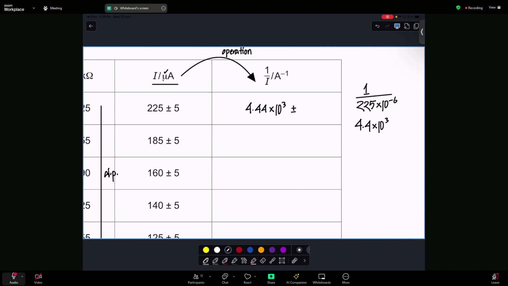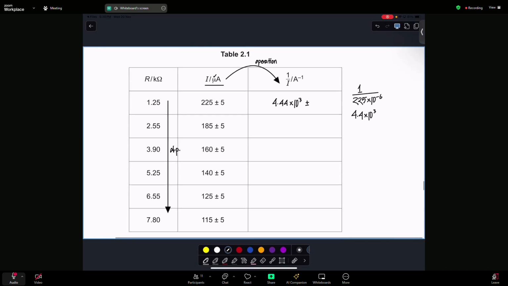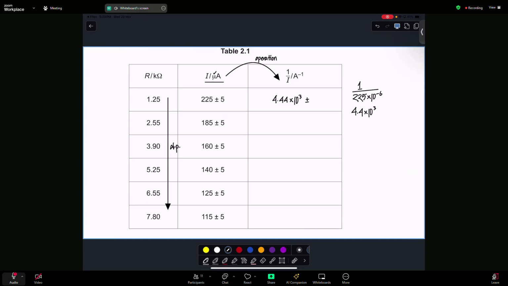But what about the uncertainty? Is it 1 by 5 into 10 to the power minus 6? How do you find the uncertainty here? See if you can answer. Average of, yes.